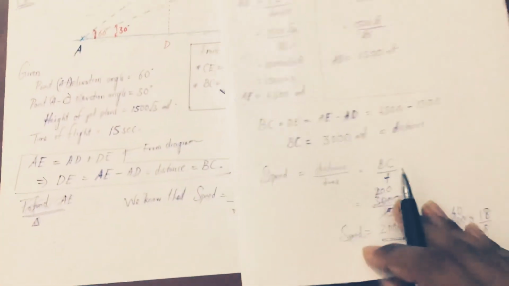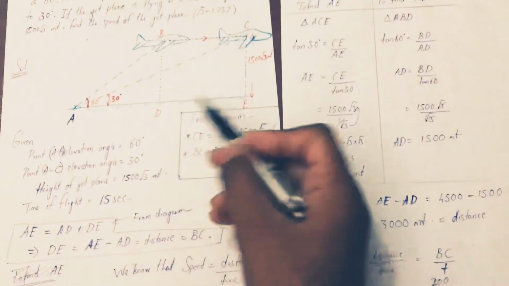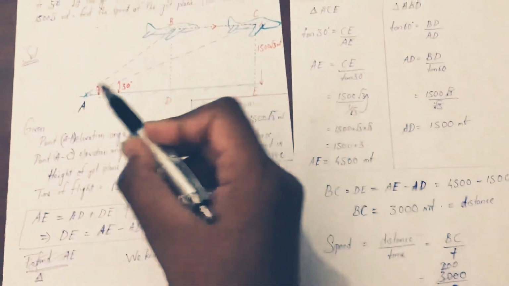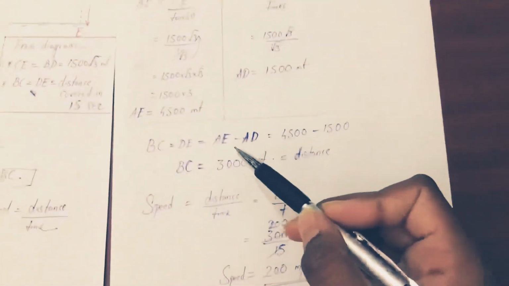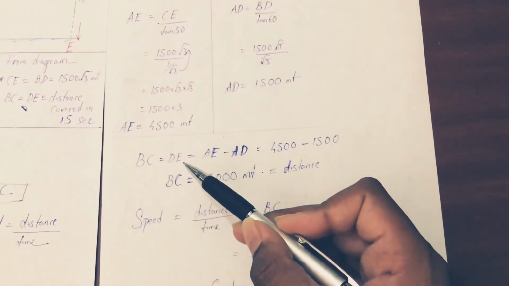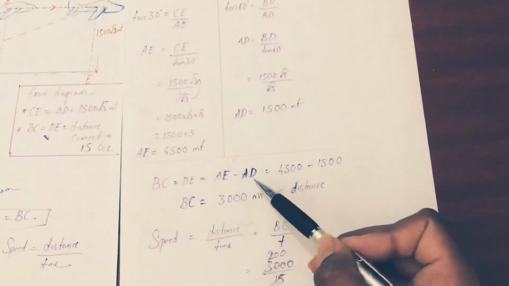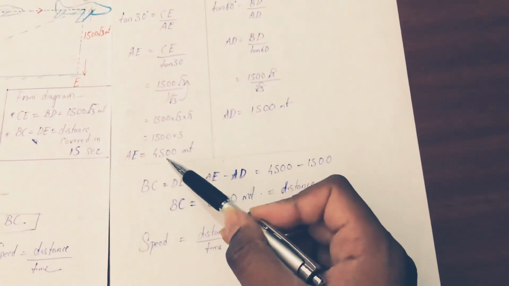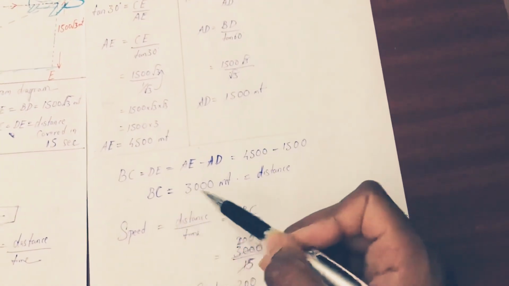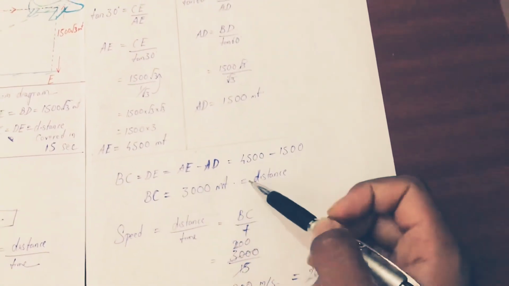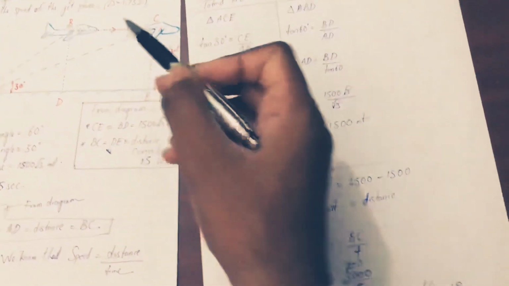Previously we already know that DE is equal to AE minus AD. In the diagram also, DE is equal to AE minus AD. So we substitute the AE value and AD value in this part. So BC or DE, which are both the same, is equal to AE minus AD. AE value 4500, AD value 1500. So after subtracting that we get BC is equal to 3000 meters. This is the distance covered by the jet plane within 15 seconds.